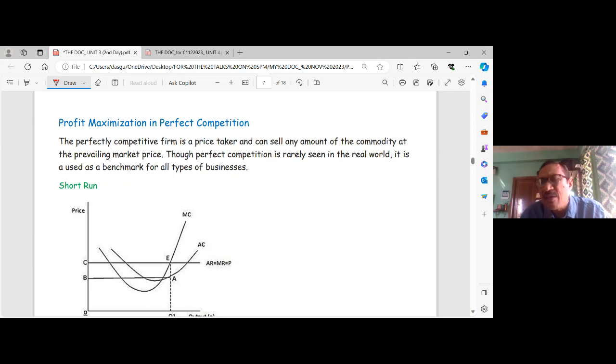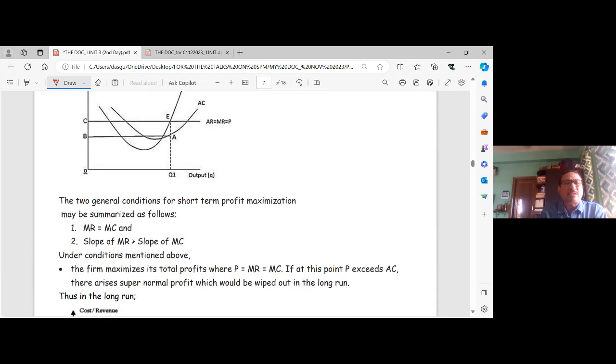If you look at my original document, you will understand how we profit maximize. But economically speaking, these are the two important things we have to be very careful about: MR is equal to MC, and the slope of MR is less than the slope of MC.